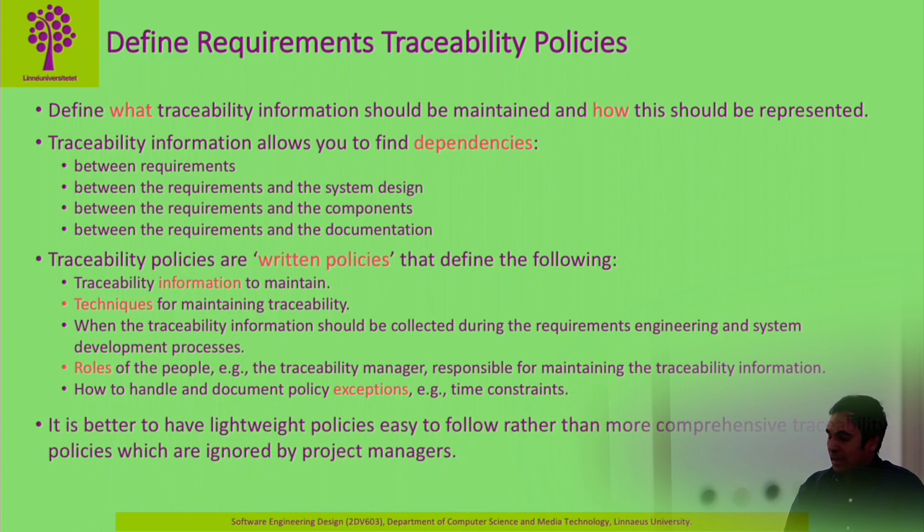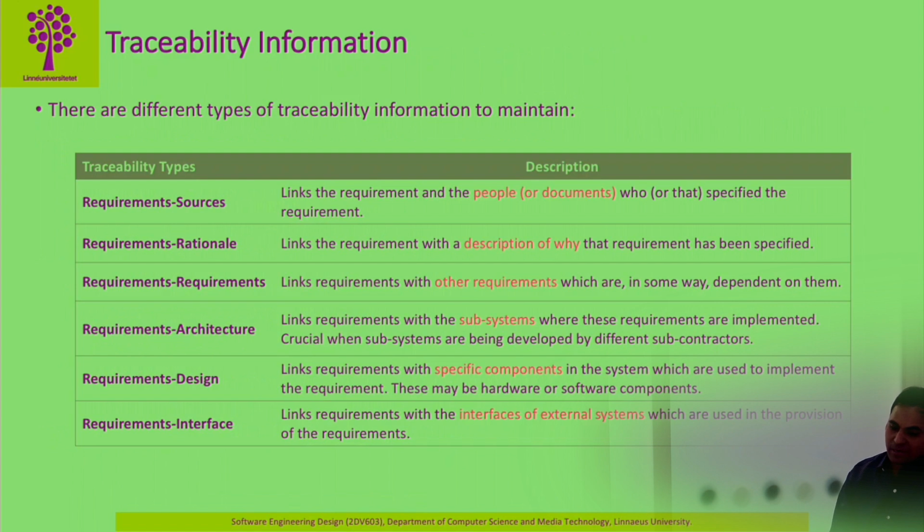So it's better to always have simple policies that are easy to follow, rather than complex ones that managers always try to avoid. These are the types of traceability information we need to focus on in our traceability document, or as a part of our traceability policy. The first type of traceability is requirements and sources. There is a link between requirements and sources: the people who proposed the requirement, or the documents that describe it. Then also the requirements and rationale link. There should be a link between the requirement and why the requirement was proposed. There should also be a link from requirements to requirements, the requirements dependence, since one requirement can depend on another requirement.